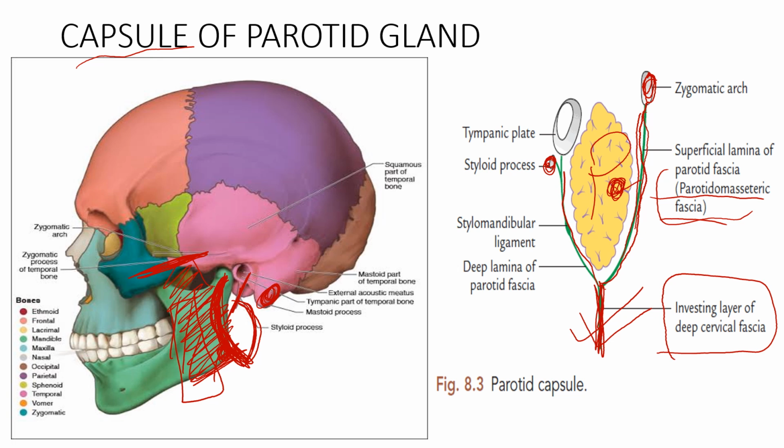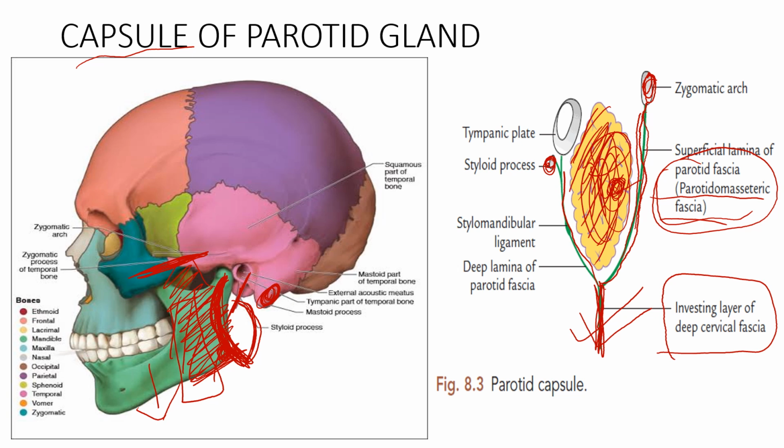Now, what happens is, if there is any infection or inflammation of the parotid gland, it will swell. Now, what happens? This fascia, the parotidomasseteric fascia, is extremely tough and unyielding. And furthermore, when you move the jaw, this fascia will stretch the gland. That is why any swelling or any inflammation in this parotid gland will produce extreme pain.